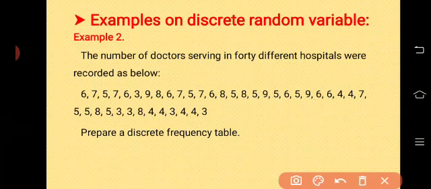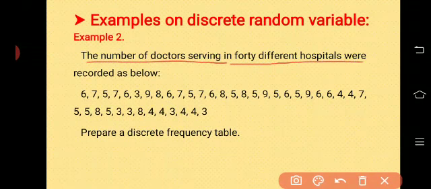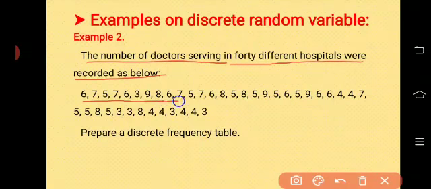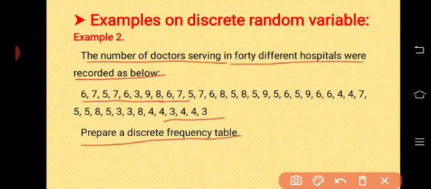Today's first example is: the number of doctors serving in 40 different hospitals was recorded as below, and here the data is given: 6, 7, 5, 7, 6, 3, 9, 8, 6, 7 and so on up to 3, 4, 4, 3. Prepare a discrete frequency table.